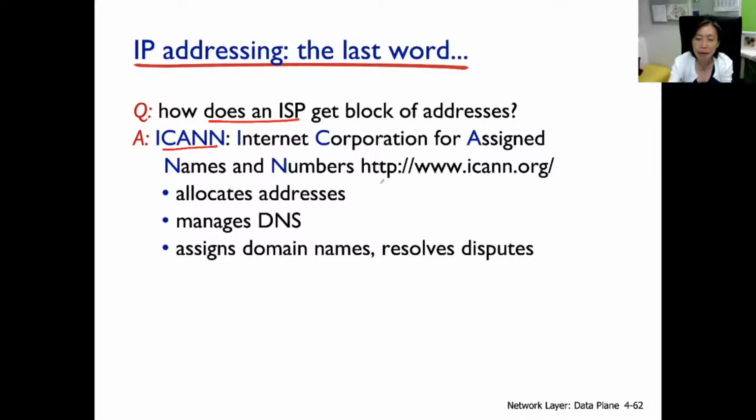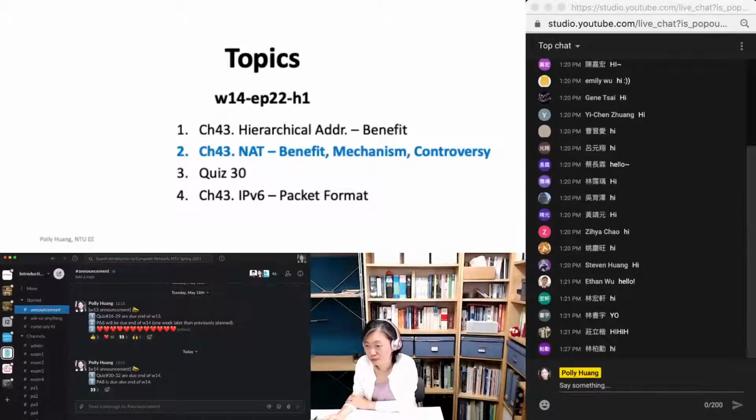This is a non-profit organization overlooking the allocation of the IP addresses, the allocation of the domain names, and also managing the domain name servers. So very important organization. We normally don't know. Only the people who know about the internet know a little bit about ICANN. All right, so that was hierarchical addressing.